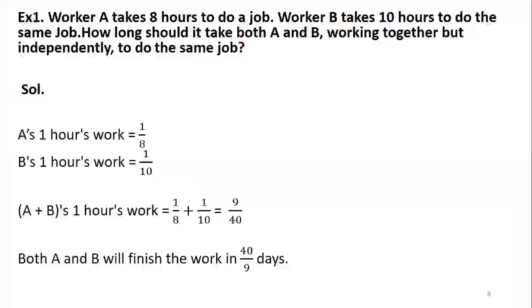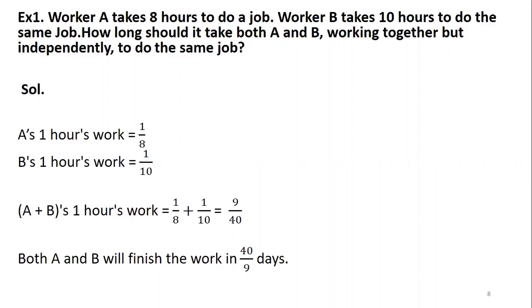Welcome to the second session on time, men, and work. Solved examples. Worker A takes 8 hours to do a job. Worker B takes 10 hours to do the same job. How long should it take both A and B working together but independently to do the same job? So here, instead of days, they are given in hours. Just as with 5 days or 8 days we calculate 1 day's work, here they are given hours, 8 hours, so we are going to calculate 1 hour's work.